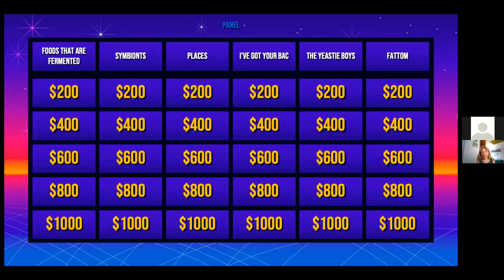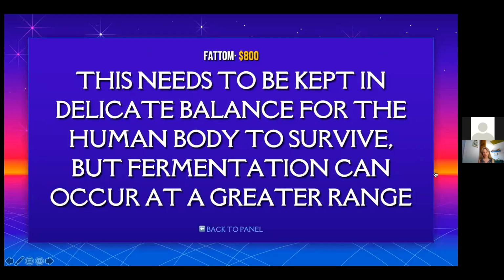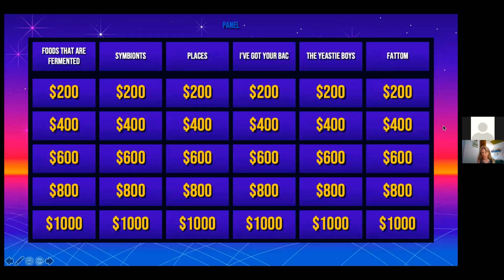Someone give a category and a dollar amount. KL says FATTOM for 800. This needs to be kept in delicate balance for the human body to survive, but fermentation can occur at a greater range. KL says pH. That is correct. So does Adrian. You almost got in there at the same time. Excellent.